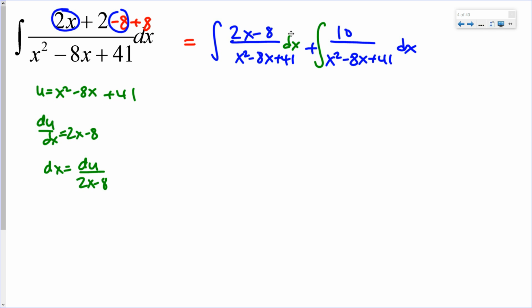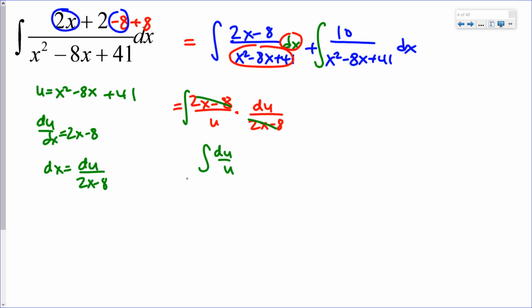I replace two things. I replace the dx and I replace my u. So what I get is 2x minus 8 over u times du over 2x minus 8. This is an integral. Do my x's cancel out? Why, yes, they do. So I end up with du over u, and this should be an easy reverse power rule, or it should be something on my pink sheet. It is something on my pink sheet. That answer is ln of u plus c, and that's a great answer. It's just the wrong answer. You need to go in and change this u to x squared minus 8x plus 41. And that's the answer to my left side.